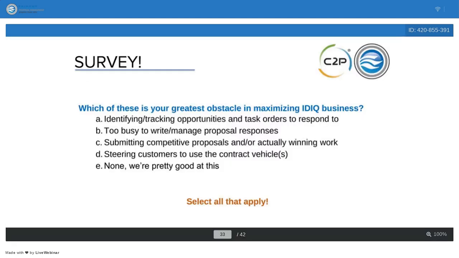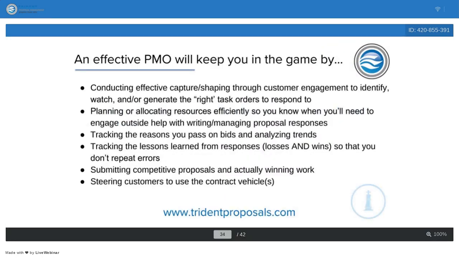When we go back to the presentation, thanks a lot for those answers. Again, we'll share these and post them for you. A PMO is going to keep you in the game by making sure you're going after the right opportunities, the right task orders. When this is what you do, day in and day out, living in the world of task orders, you can begin to find the task orders early enough that are going to be for the products and services that your company is offering.